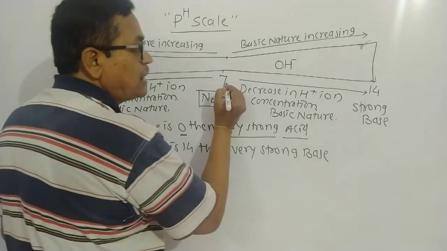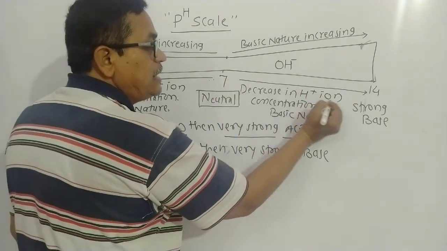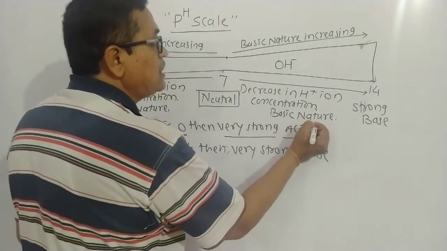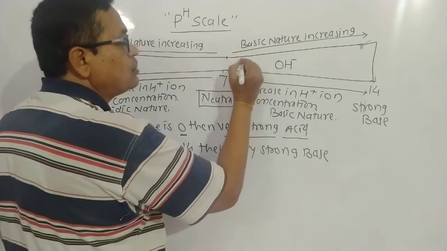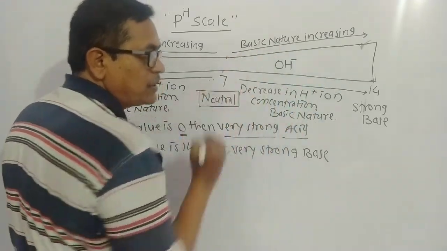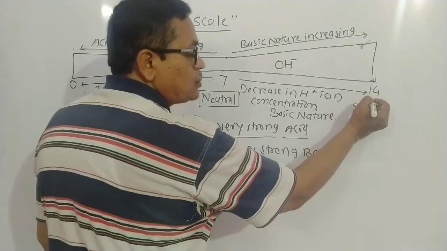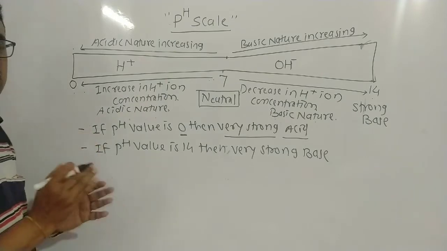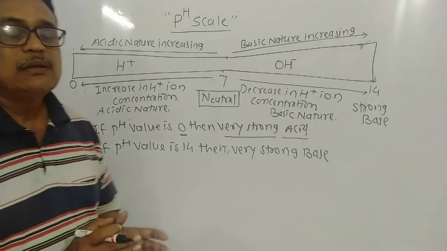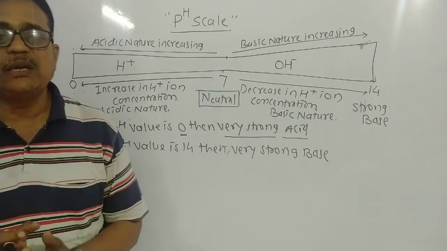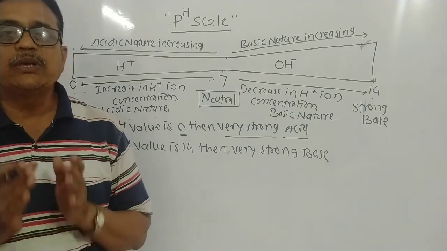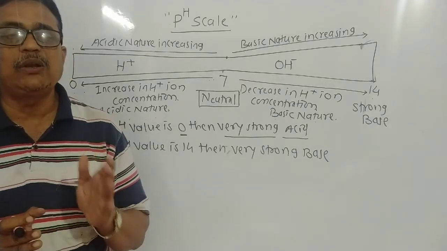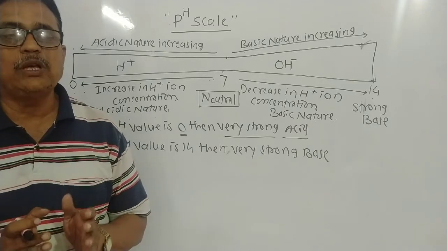Means in this way, dear student, the pH scale is an instrument we can use to determine the strength of acid and base according to the pH value. The pH scale acts as a universal indicator to indicate strong acid, weak acid, strong base and weak base. Dear student, if there is a question on the pH scale, you can draw this diagram carefully and write notes on the pH scale, then you should get full credit out of the marks.